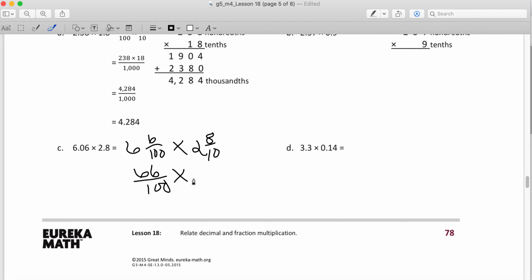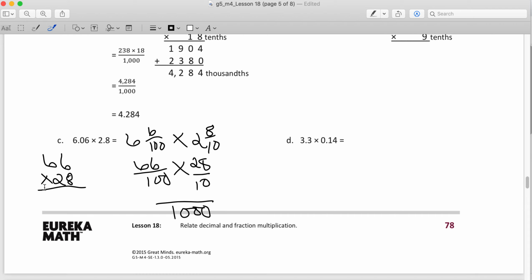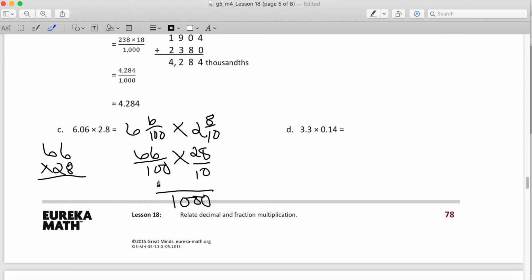Hope you're seeing some of the patterns. And this is 28 tenths. So we already established that the bottom number was going to be 1,000. So now let's do 66 times 28. If you notice, we're not doing 6 times 2, which is 12, and then doing 6 hundredths. We're not doing that, okay? We're actually converting, multiplying, and then putting it back in decimal form.